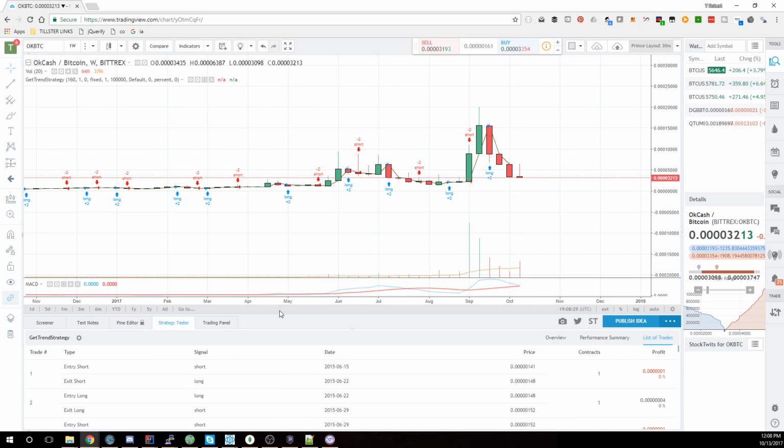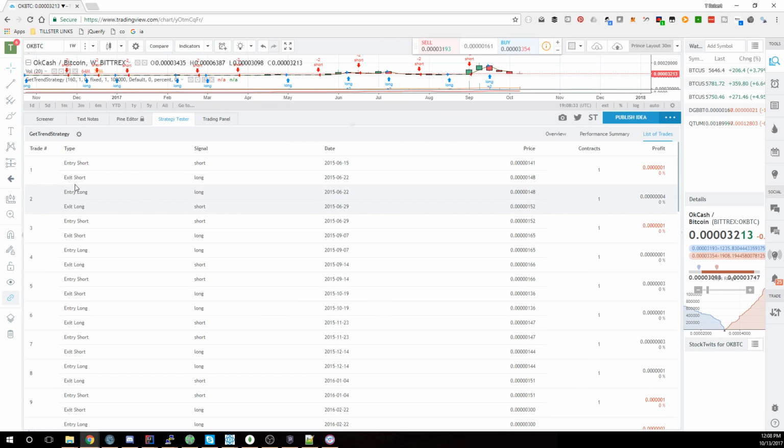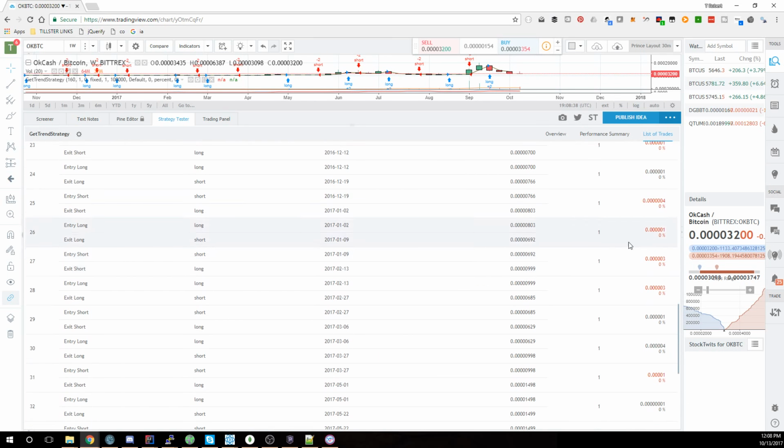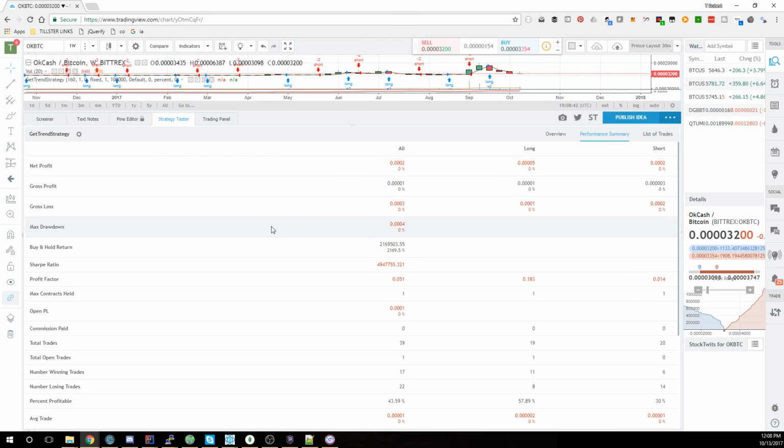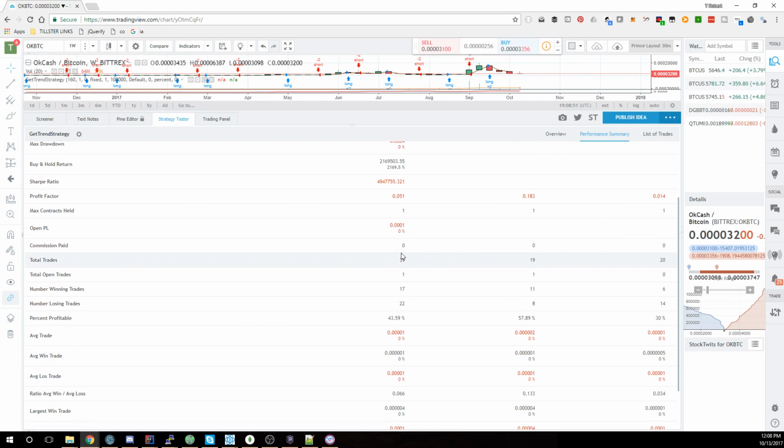What did we actually do in reality? Let's find out. This is what we actually did in reality: the list of trades that we would have traded if we were following this strategy. Okay? This is the performance summary. Our buy and hold return would have been 2,169% over this period. Our percent profitable using this strategy would have been 43%. This strategy sucks, is what you just found out.